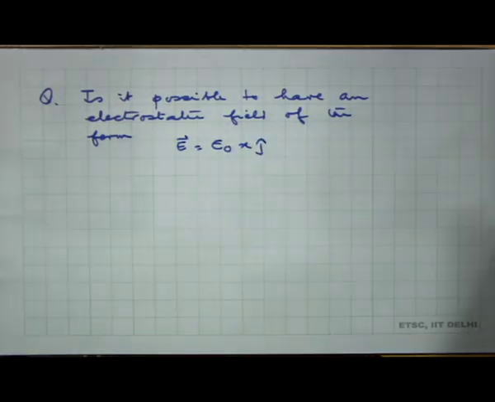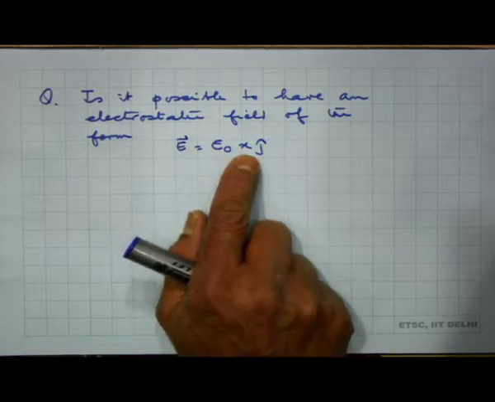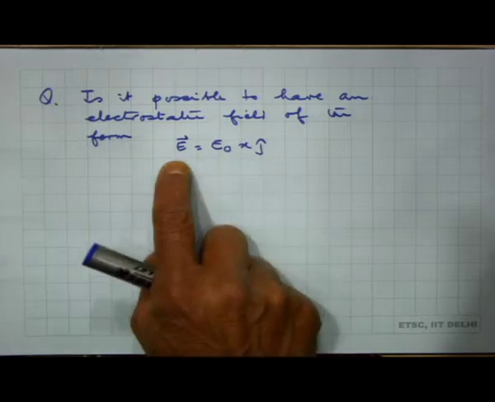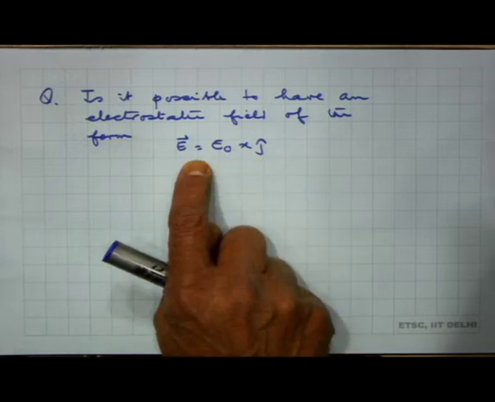So, that is a vector field with magnitude E naught, and it depends on position x, and it is directed along the y axis, j cap. So, the question is, this is a vector field, and can this vector field represent an electrostatic field?